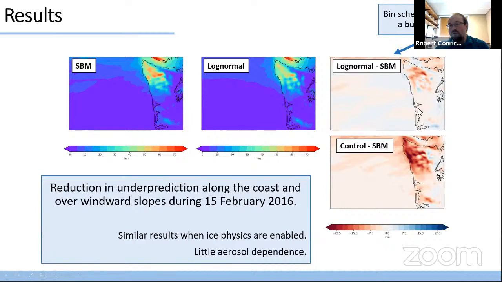So we've reduced the under prediction along the coast and some of the terrain that we noticed in the control simulation. So these results are also similar when ice physics are enabled, and further similar depending on different aerosol configurations.